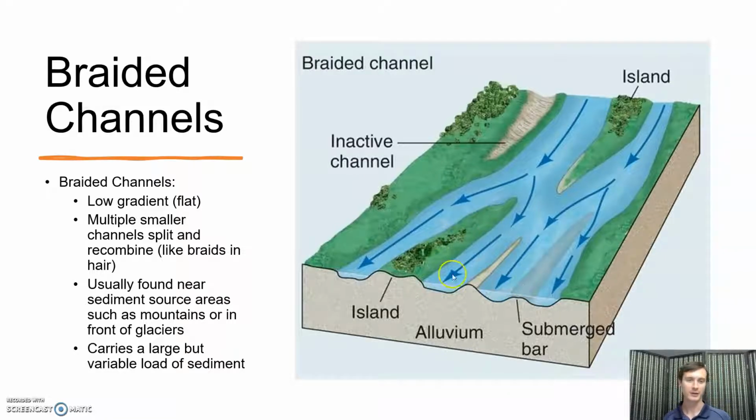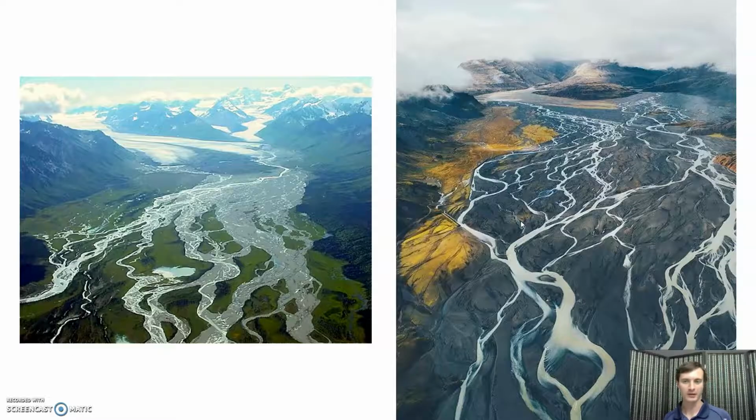Usually, because you have so much sediment that the river's carrying, these are going to be found close to sediment source areas. So maybe not right on the mountain, but close to it. And these typically have a large but complicated varying load of sediment associated with them. So where did all of this come from?